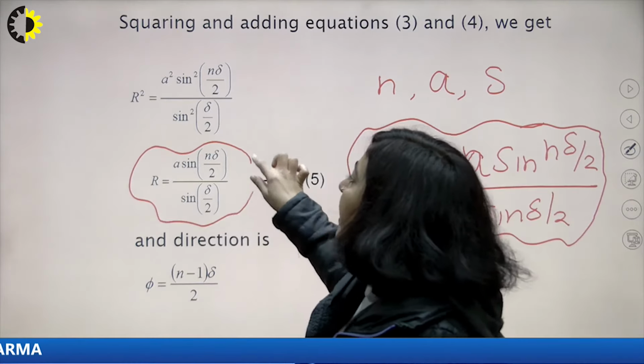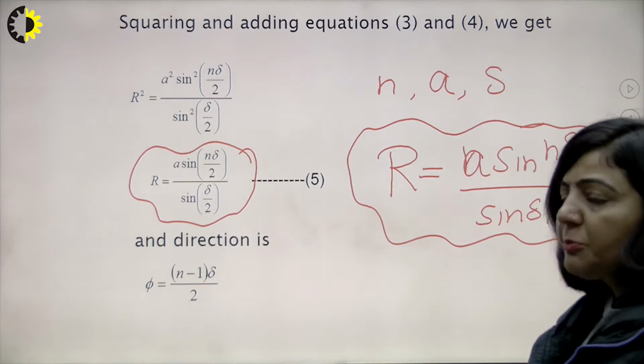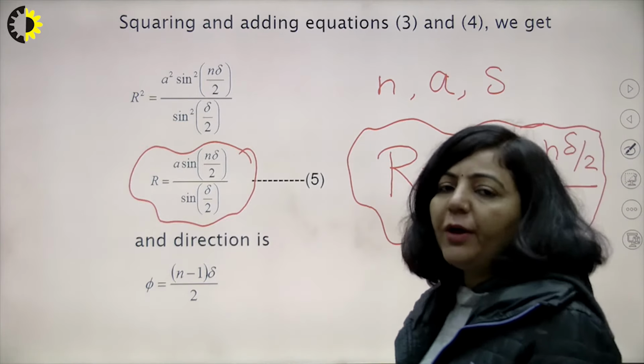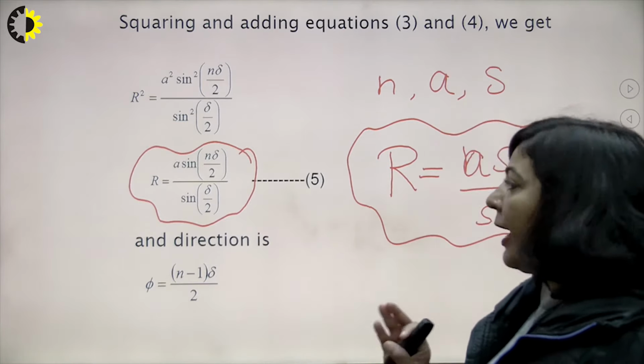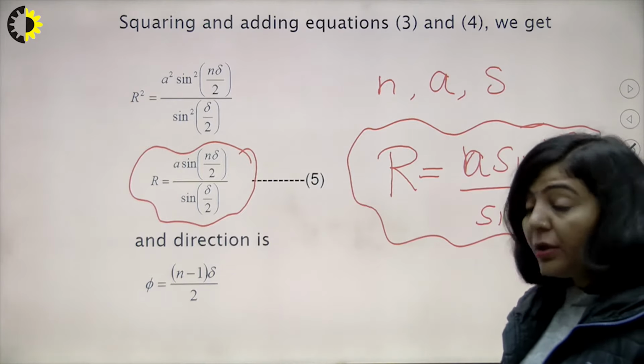R is A sine n delta by 2 over sine delta by 2. So how are you getting that? Just by constructing that polygon and simplifying it, you get this. But we have to remember this expression straight away because the derivation is not in your syllabus.